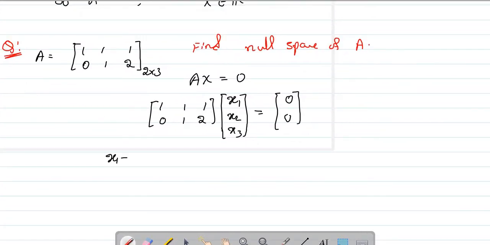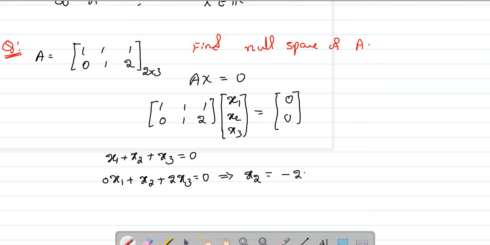So now you solve for it. So when you solve it, x1 plus x2 plus x3, that gives me 0, and 0 times x1 plus x2 plus 2x3. This gives me 0. So from this you can tell what is x2. x2 is actually minus 2x3. And if x2 is minus 2x3, from this you can tell what is x1 in terms of x3. So x1 equal to minus x2 minus x3. So minus x2 is nothing but 2x3 minus x3. So this is x3. Therefore x1 is x3, x2 is minus 2x3.